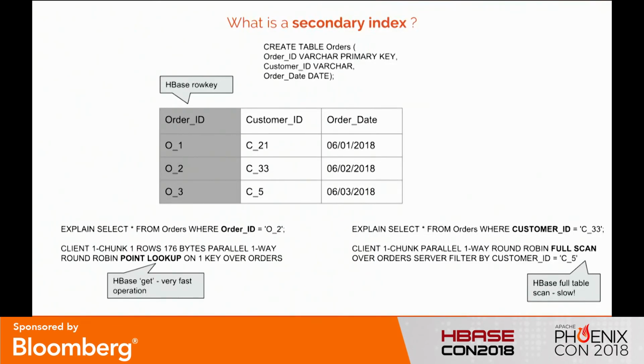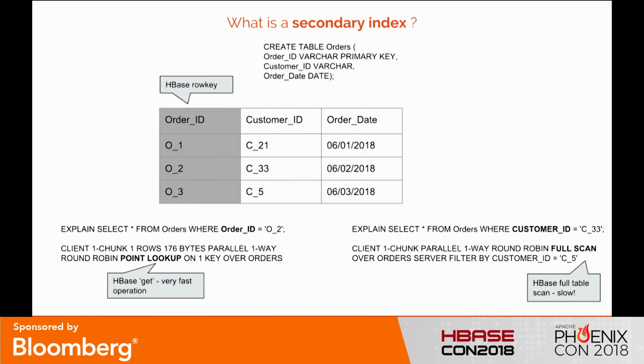So I think for a lot of people in this room, this is probably a remedial slide. What is a secondary index? This is just a quick example of why we need secondary indexes. So I have a table here, an HBase table, a customer table basically. If I look up based on the row key in HBase, that's very fast, right? So I have these two explain plans down here. On the left, I'm selecting by order ID, which is the row key. So that's a point lookup, so that's very fast.